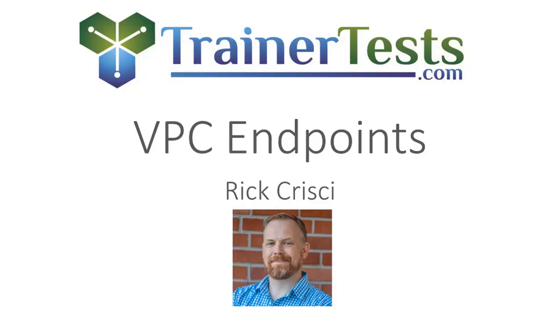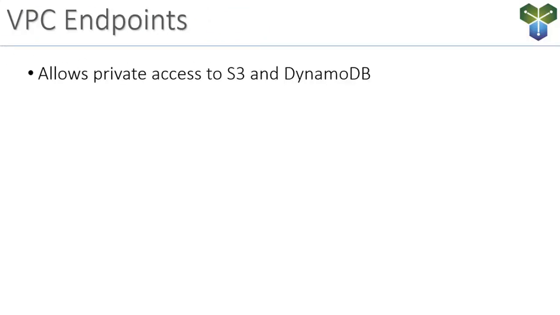In this video, we'll examine VPC endpoints and how they can be used to securely connect to AWS public resources from within a VPC. VPC endpoints are used to allow private access to S3 and DynamoDB. So if I have services hosted within my VPC and I want to give them access to public services like S3 or DynamoDB, I don't necessarily want that traffic flowing over the internet.